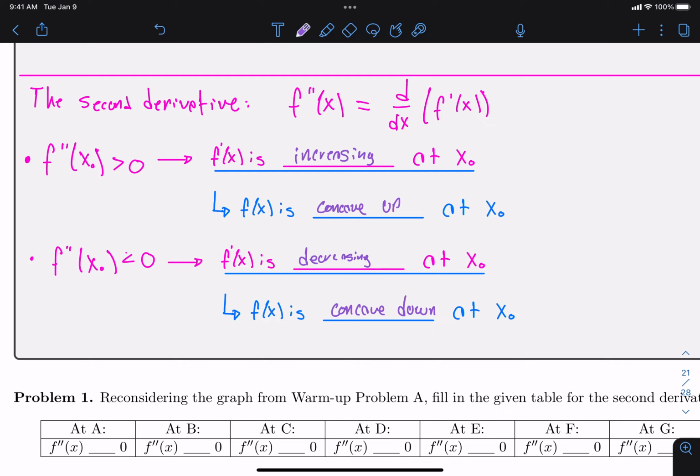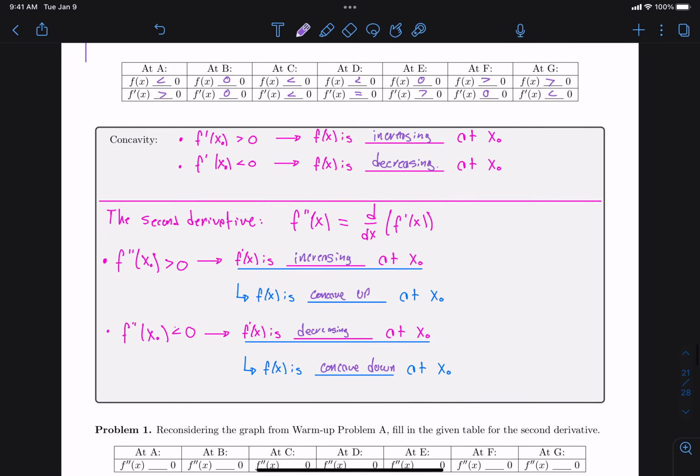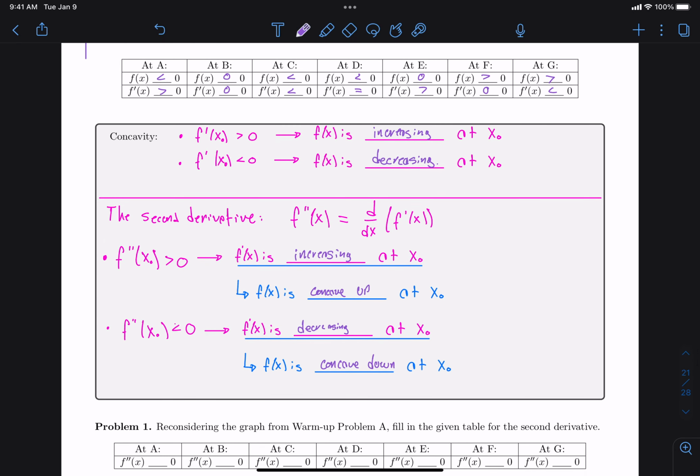Okay, concave down. All right, so what do you all think about this second derivative and concavity business? Do we feel okay about that? Okay, are you ready to do some practice? Let's see how much time we have left.